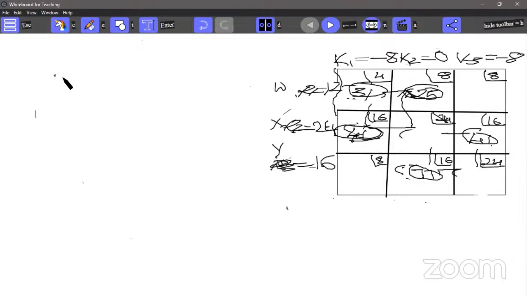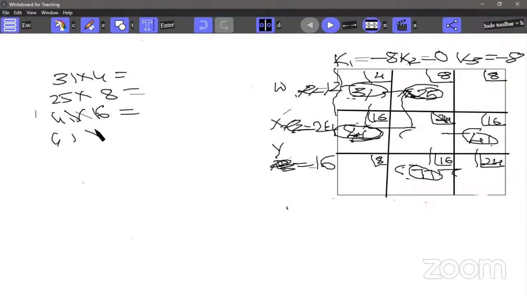How much is the cost now? 31 into 4, 25 into 8, 41 into 16. Then 41 into 16 once again. Then 77 into 16. Yeah, please, can you tell me?